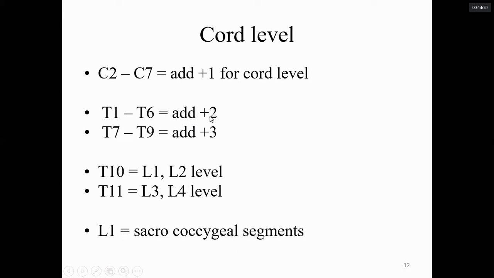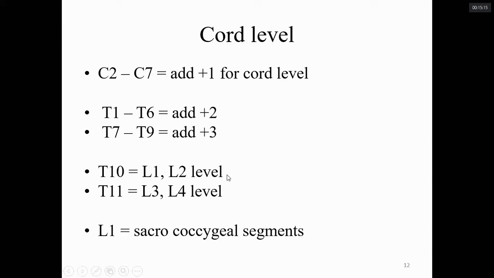Like that, from T7 to T9 you add 3. If there is a fracture of T10, then the neurological level is at L1 and L2. If the fracture is at T11, it is the L3, L4 level. If there is a fracture of the L1 vertebra, then the segment is the sacrococcygeal segment. You should know this, it is the most important slide.